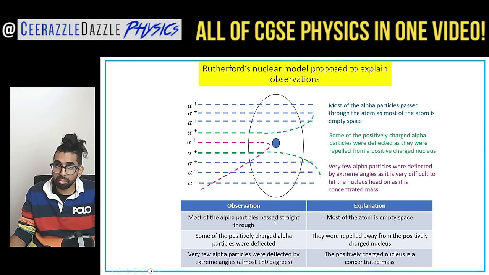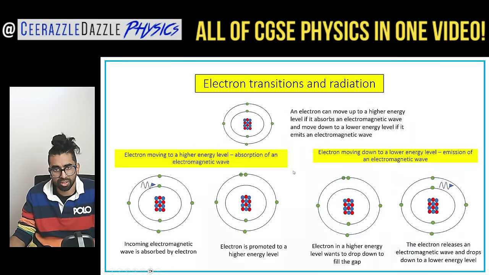So look over here, we've got the following observations. Most of the alpha particles pass straight through because most of the atom is empty space. Some of the positively charged alpha particles were deflected. The reason why is because they are repelled away from the positively charged nucleus. And last of all, very few alpha particles were deflected by extreme angles, almost 180 degrees. The reason why is because the positively charged nucleus is a concentrated mass over here. Make sure you know the difference between these last two, as most kids get them confused.